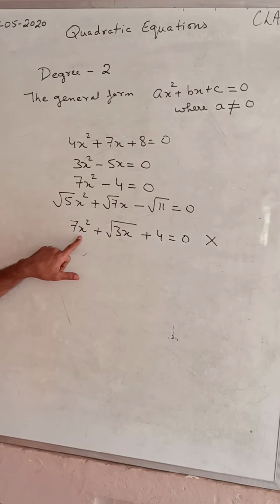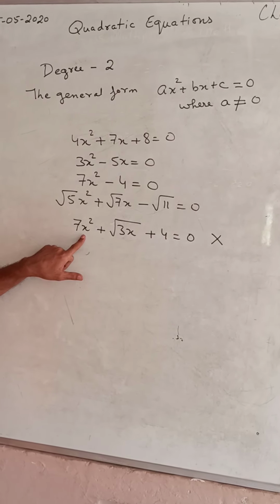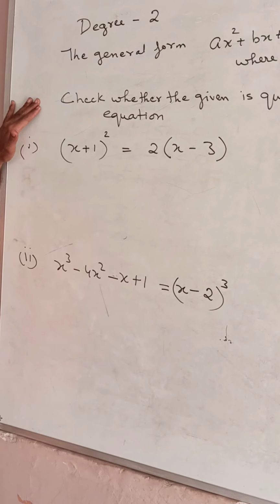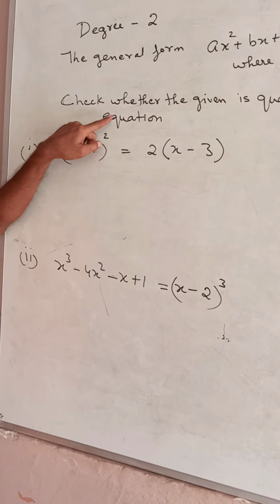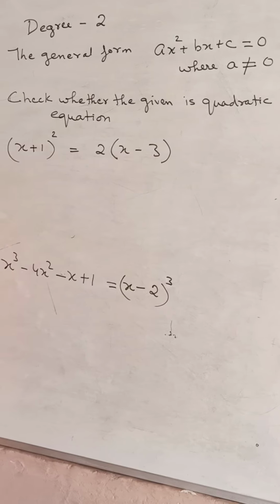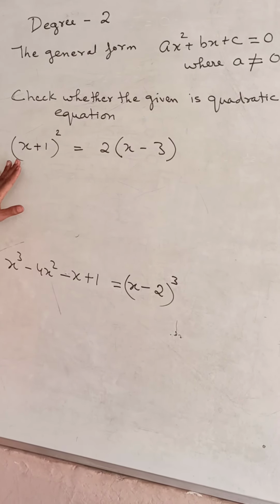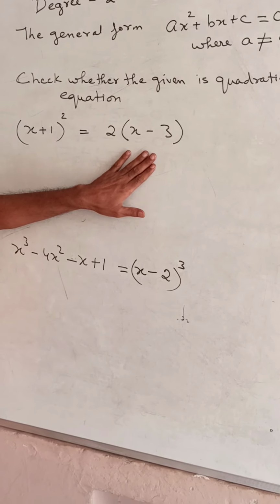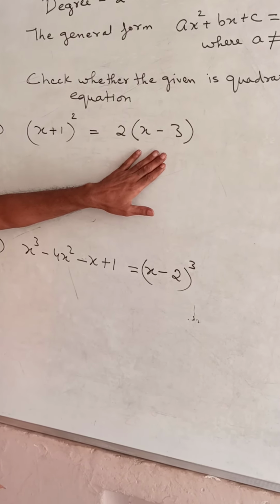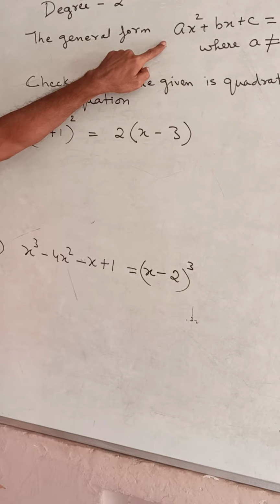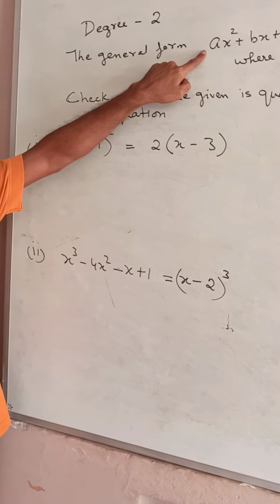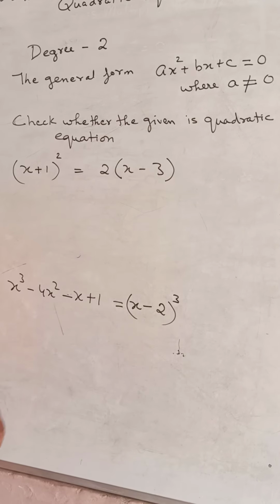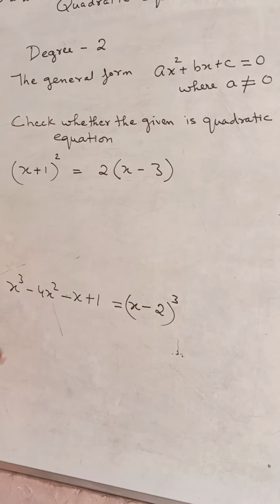We will now begin with some questions. Let's do the first kind of question. Check whether the given is quadratic equation or not. Children, do not take the decision by just seeing the question. Try to solve it, and we need to change it into the general form. If it is following this form, then it is going to be a quadratic equation. Let's see how this is to be done.